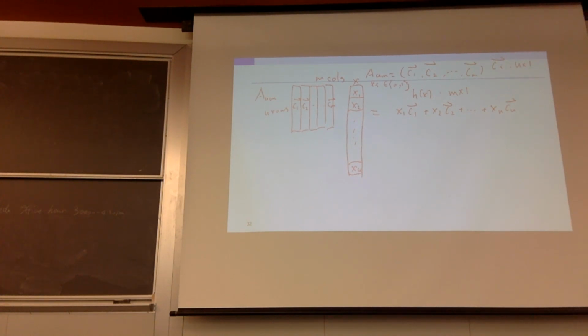Something doesn't match here. Yeah, these are columns. I'm wrong, I'm sorry. Something got mixed up. It's m rows and u columns. And this is actually u here. So you basically add everything up. I'm sorry, this should be u columns.